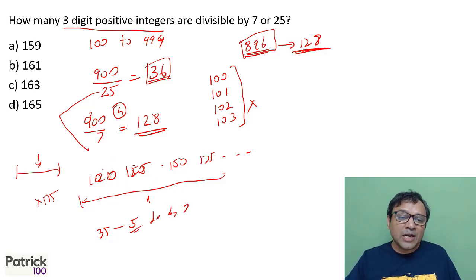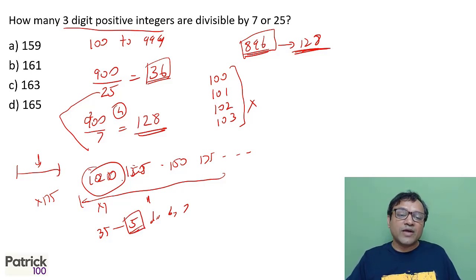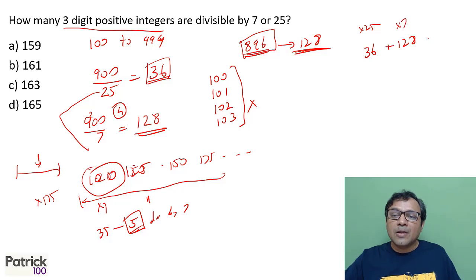One number left. The one number you can take first or last. If I take the first number 100, not divisible by 7. So we can make out that there are 5 numbers which are divisible by both 25 and 7. So the numbers will be 36, which are multiples of 25, plus 128, which are multiples of 7, minus 5, which are multiples of both 25 and 7. If you solve this, you will get the answer as 159. 164 minus 5, 159. That is the answer, option A.